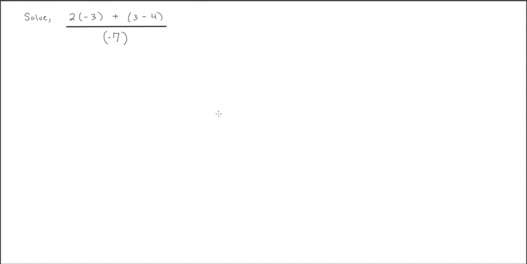So you've been given this problem and it says 2 times -3 plus 3 minus 4, all of that divided by -7. And you need to solve this problem for an integer, a single integer, say x, okay?